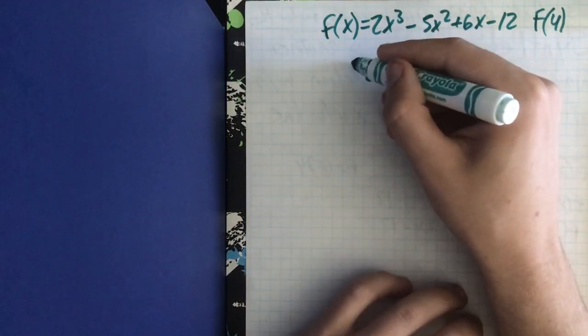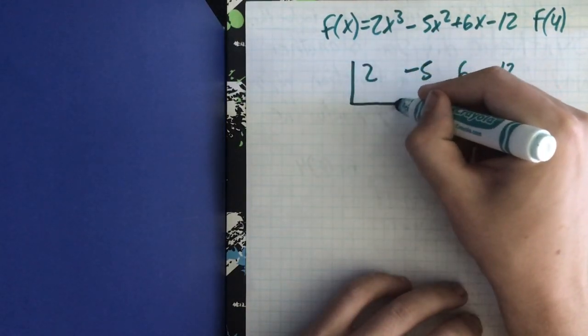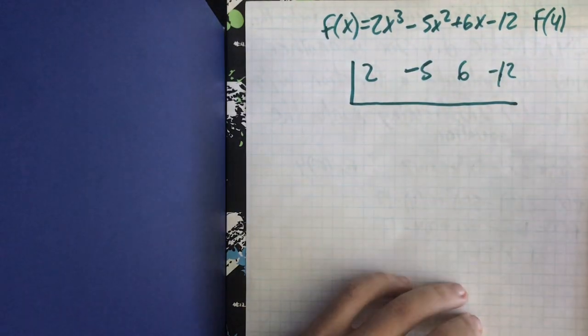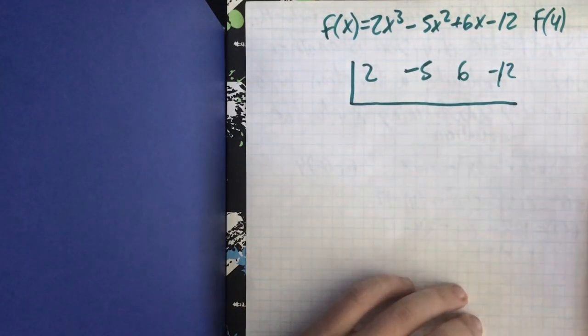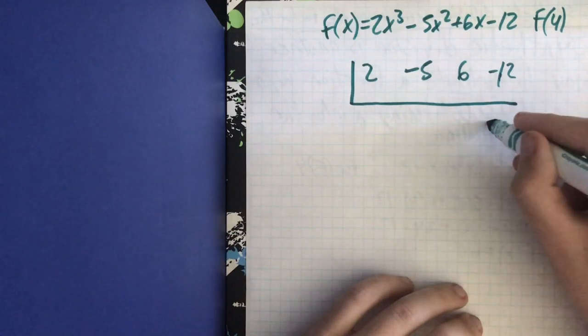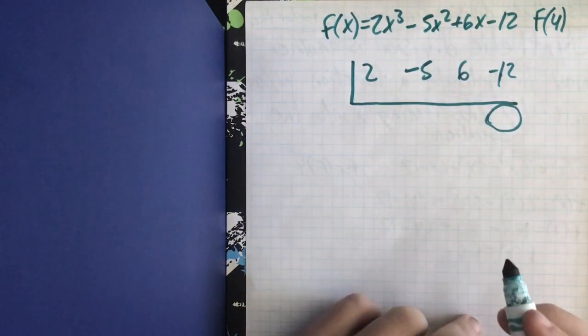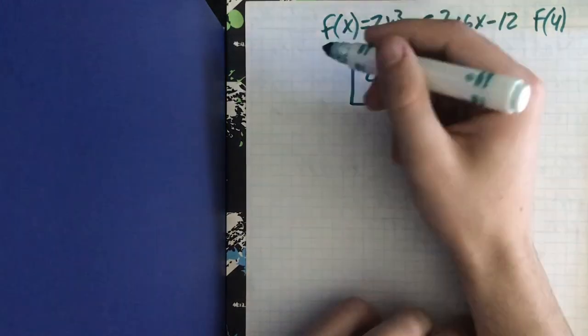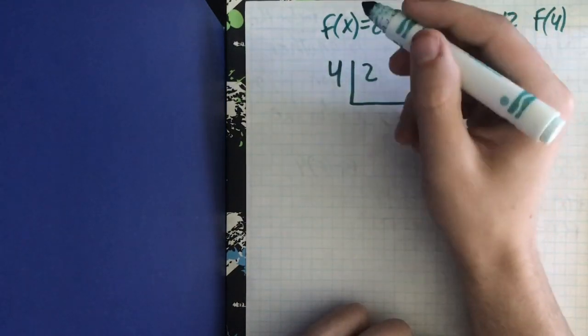And then you're going to have multiple rows of numbers to finally get your remainder, which is what the polynomial evaluates to. You'll find your remainder here. And then you also can't forget what you're dividing the entire equation by. That is 4. So we will write that here.